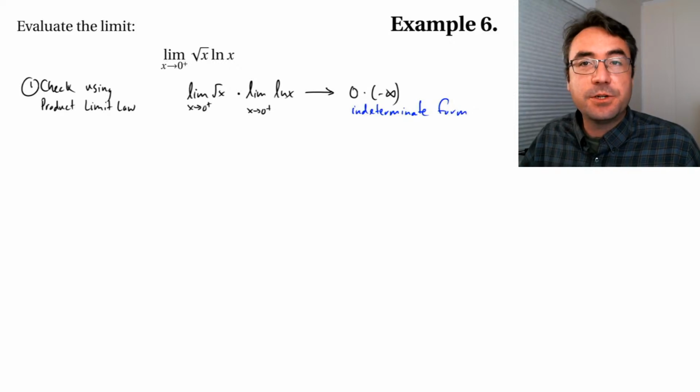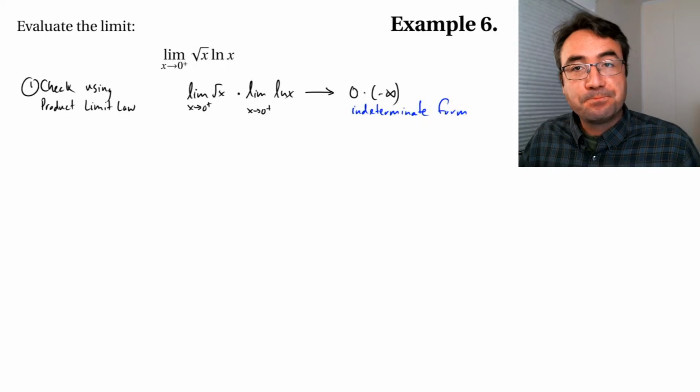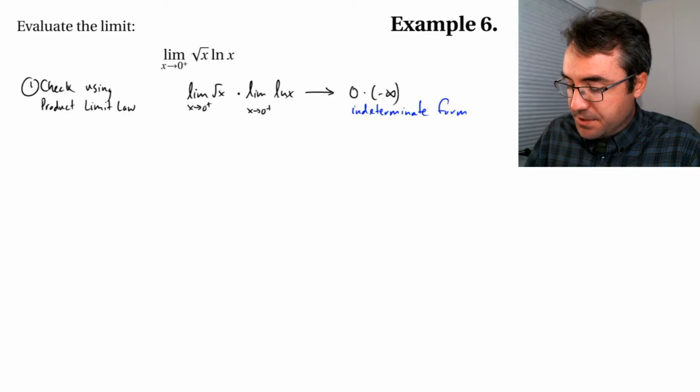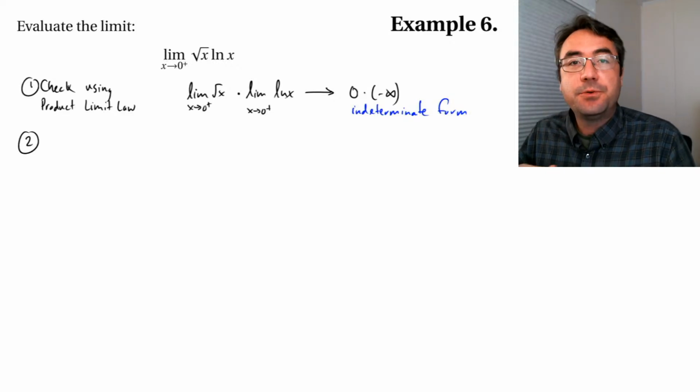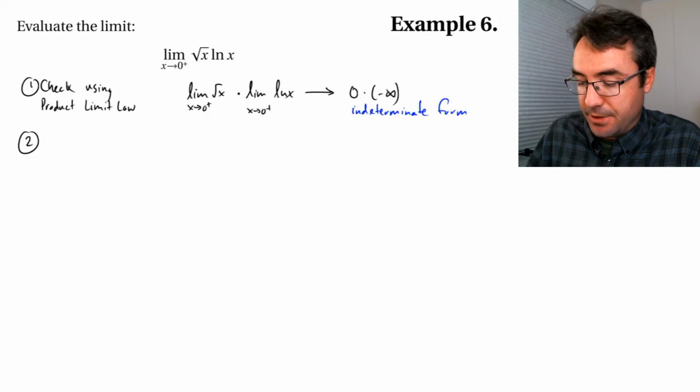Does the square root function win? Or does the log function win? Or do they sort of balance out? All right, so since this is an indeterminate product, the next step, we can't go right to L'Hopital's rule. We have to first rewrite this as a quotient. So that's our next step.